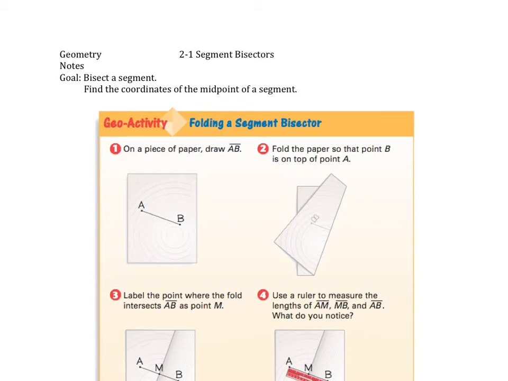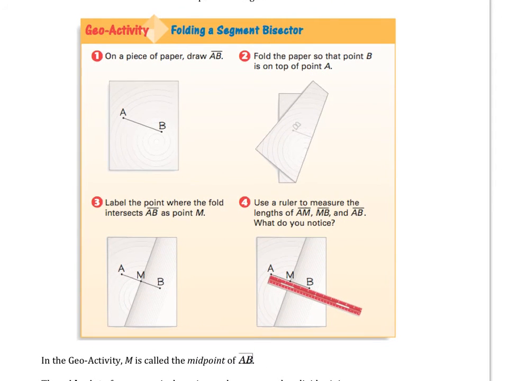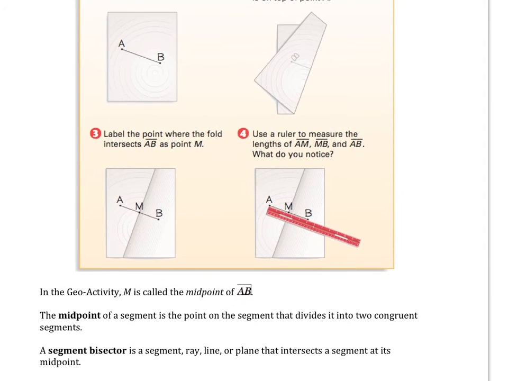Lesson 2.1, segment bisectors. We're going to bisect a segment, and we're going to find coordinates of the midpoint of a segment. You could, if you wanted to, actually do this activity where you take a piece of paper, draw a line segment on it, and fold it so that one endpoint rests over top of the other, and label that point at the crease M, and measure from endpoint to M on one side and then the endpoint to M on the other.